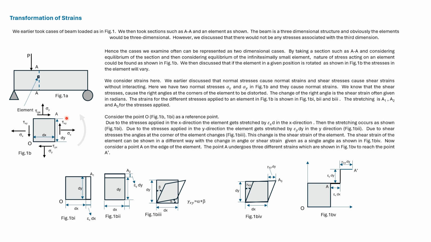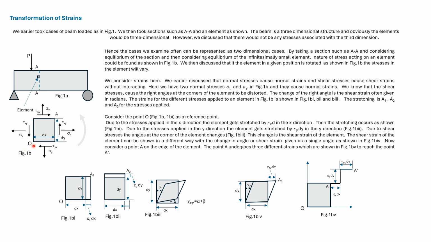These are the stresses that will normally act on the element. As the element is rotated, the stresses will vary. We earlier developed equations of variation of the stresses with angle. This element subjected to stresses will undergo strains. As the element is rotated and different stresses act on the element, the strains also will vary. So now we will study transformation of strains.